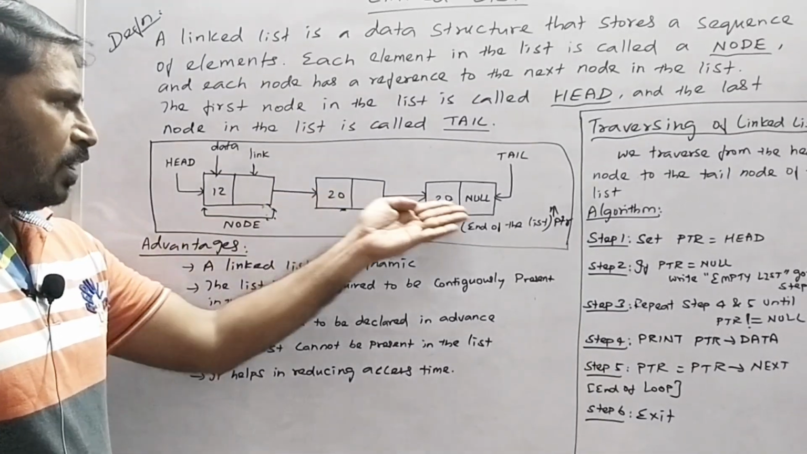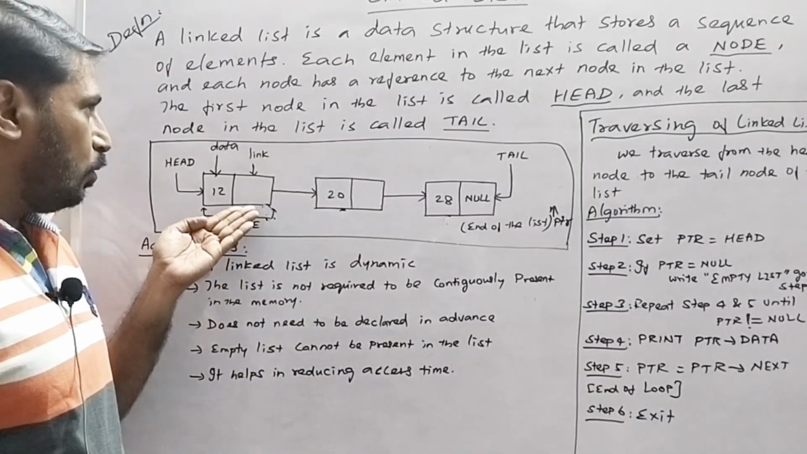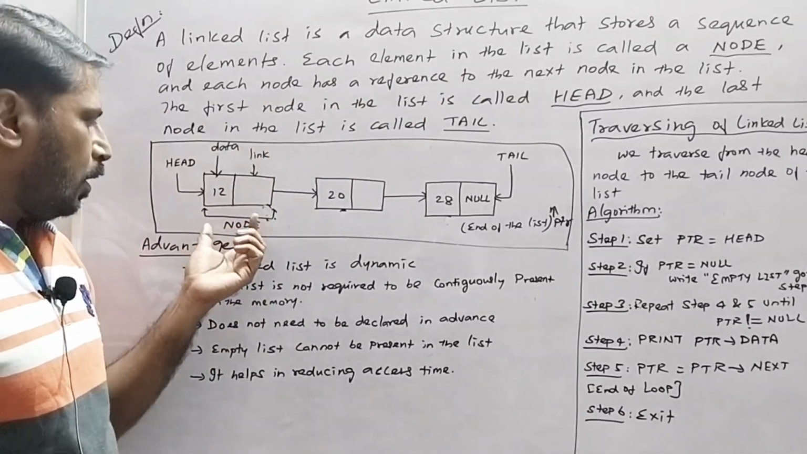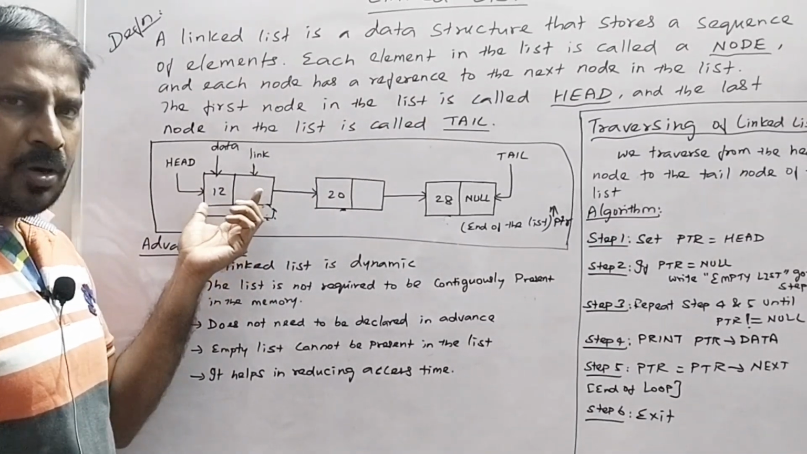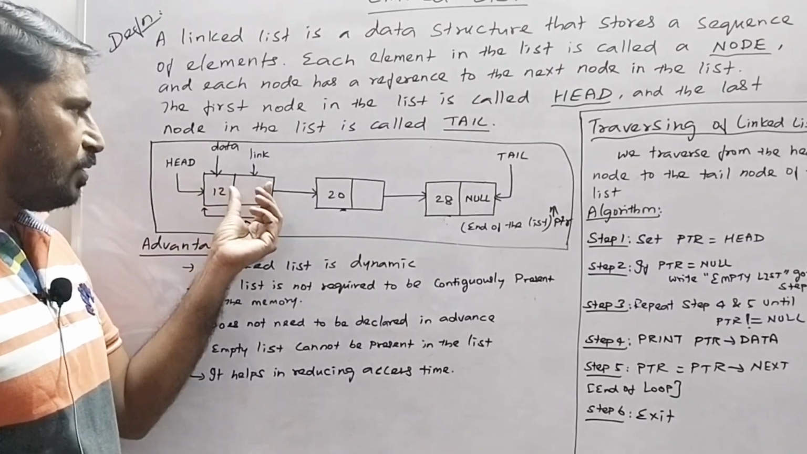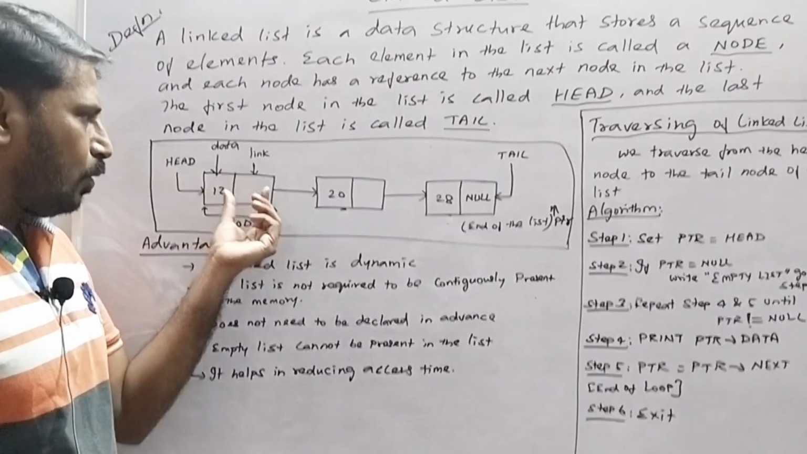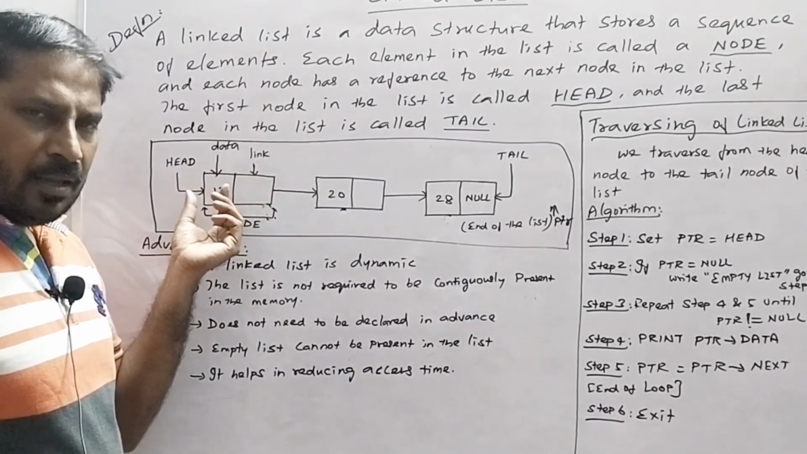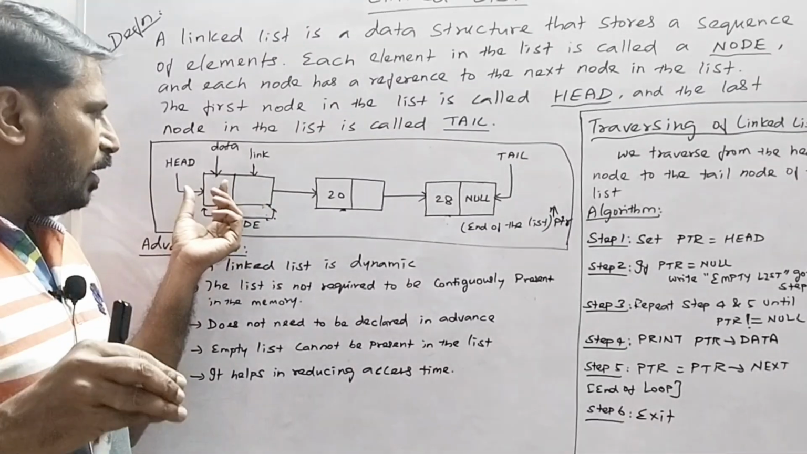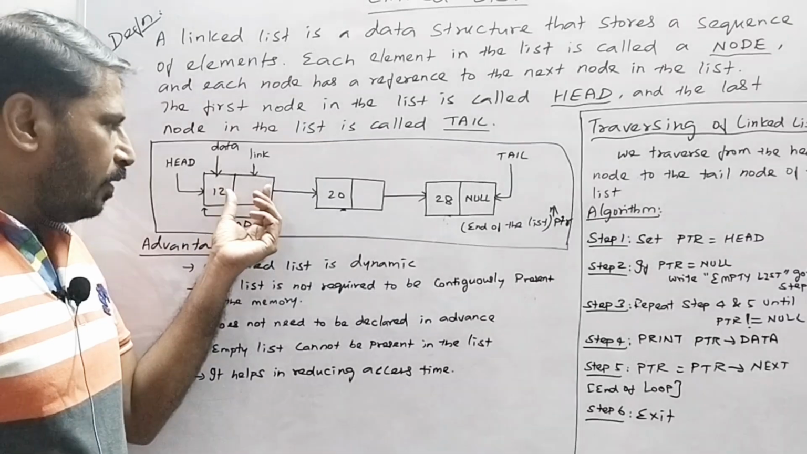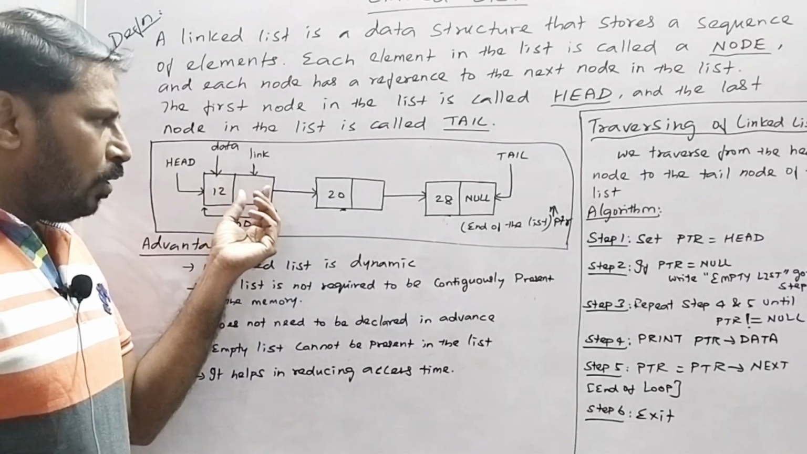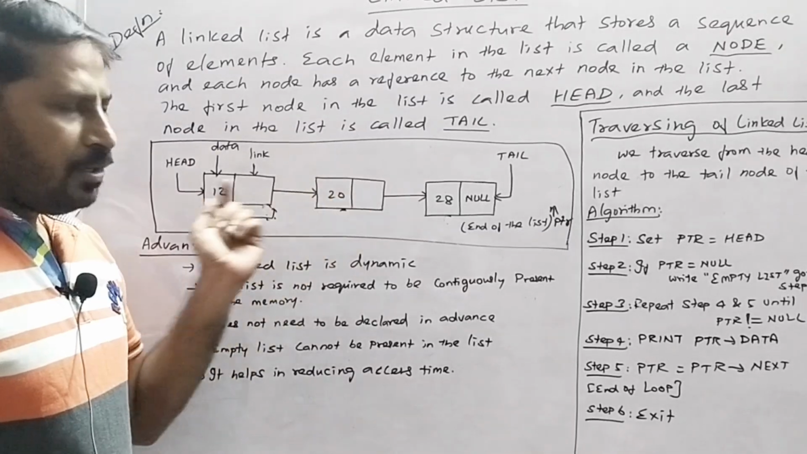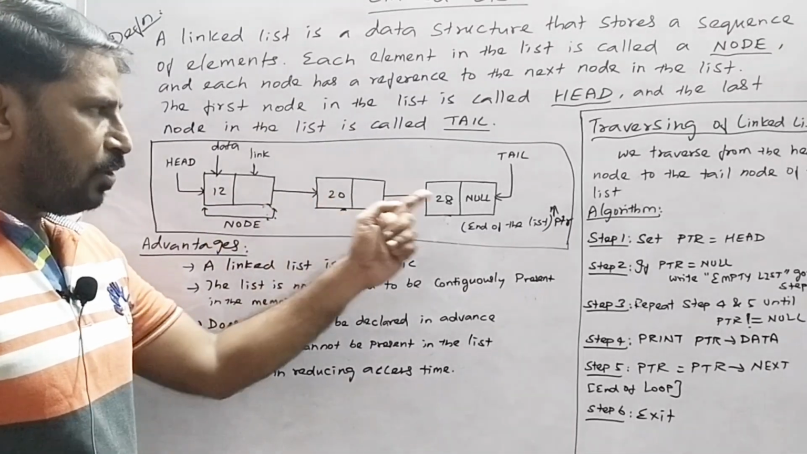Here I give one example for this linked list. There are three nodes given here. This is the first node. As per the definition, we call it a node, and every node contains two parts. One is the data part, another one is the link part. The data part holds the data value, and the link part is used to point to the next node. In this way, every node is linked together.